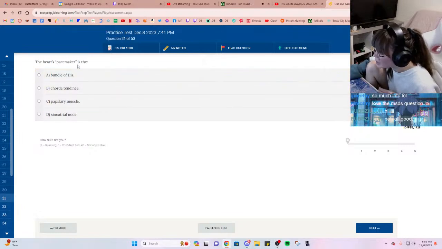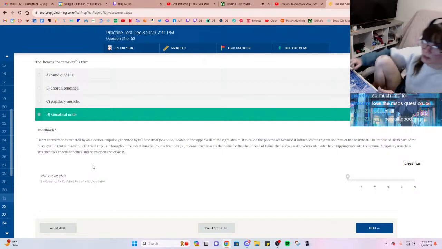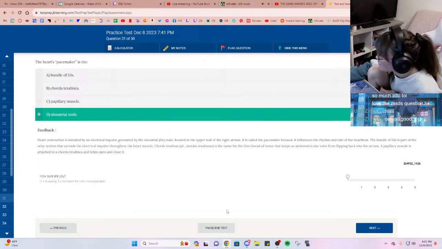The heart's pacemaker is the sinoatrial node, I think. Yes, sinoatrial node. I remember it was called something node. SA node. Upper wall in the right atrium. Okay.